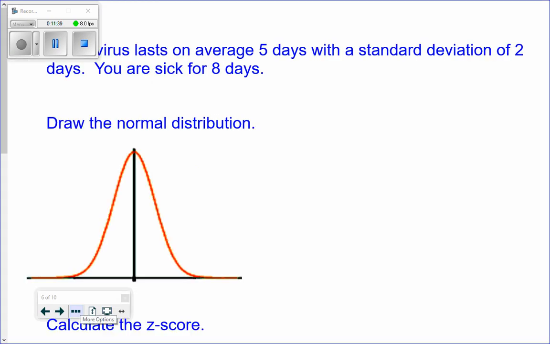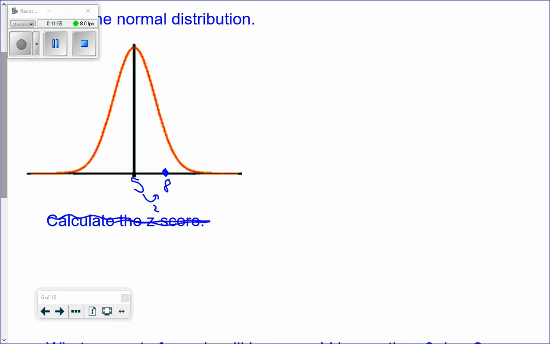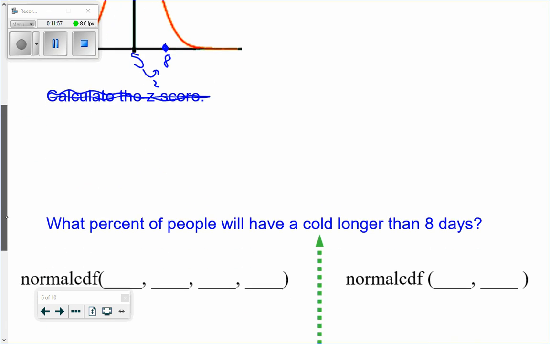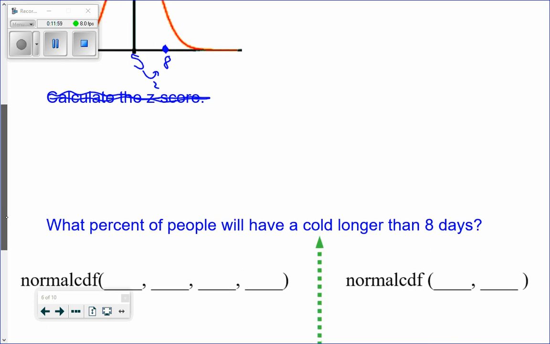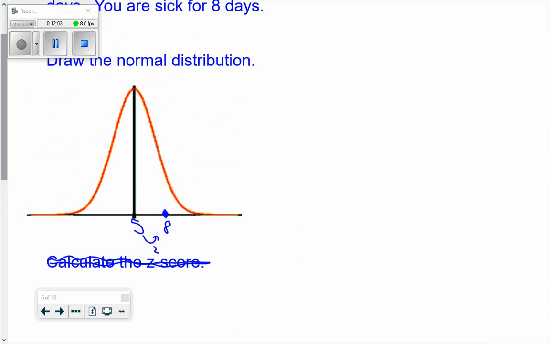Okay, so let's look at this one. A cold virus, on average, lasts for 5 days with a standard deviation of 2 days. You're sick for 8 days. That's you right there. So again, we're not going to worry about calculating the z-score. The question says, what percent of people will have a cold longer than 8 days? So longer than 8 days is everything here.